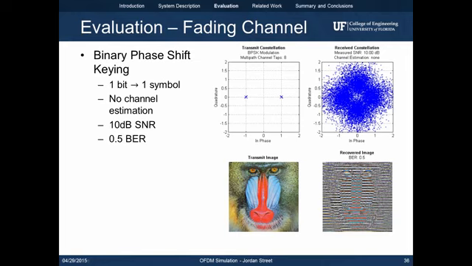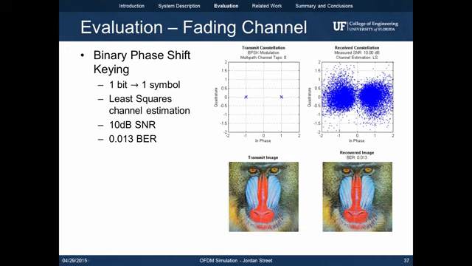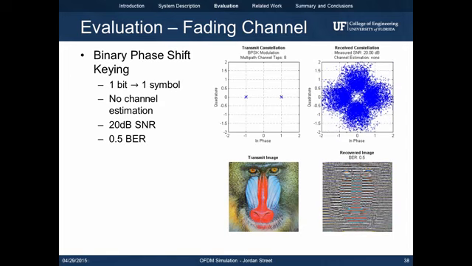We now consider the effects of multipath fading. These charts demonstrate the effectiveness of channel estimation. Shown here is the received constellation and image for BPSK in a fading channel without channel estimation. We now apply the estimation and improve the BER dramatically. This is repeated for a higher SNR case with the same results.